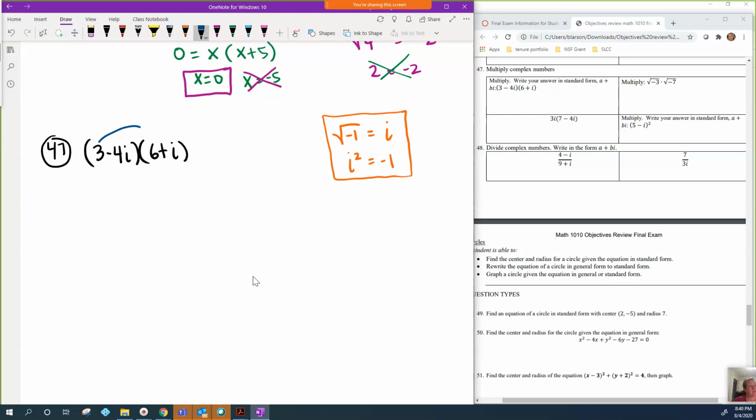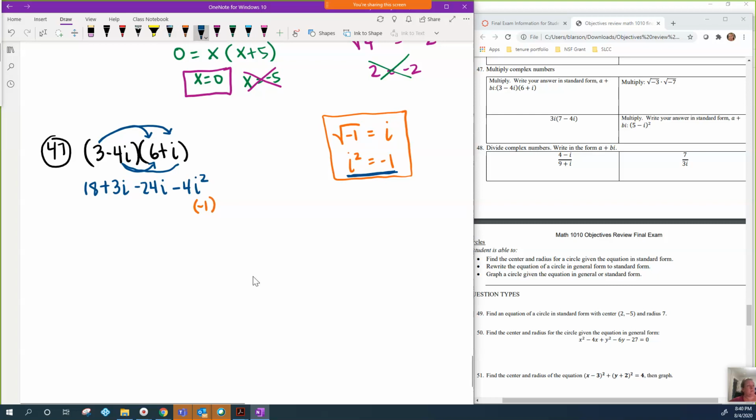So if I FOIL this, 3 times 6 is 18. 3 times i is plus 3i. Then negative 4i times 6 is negative 24i. And negative 4 times i is negative 4i squared. And this is where a lot of people made mistakes with these i's, is forgetting that i times i is i squared, and then remembering, oh yeah, i squared is negative 1. So wherever I see that i squared, I'm going to put a negative 1 in place of it.